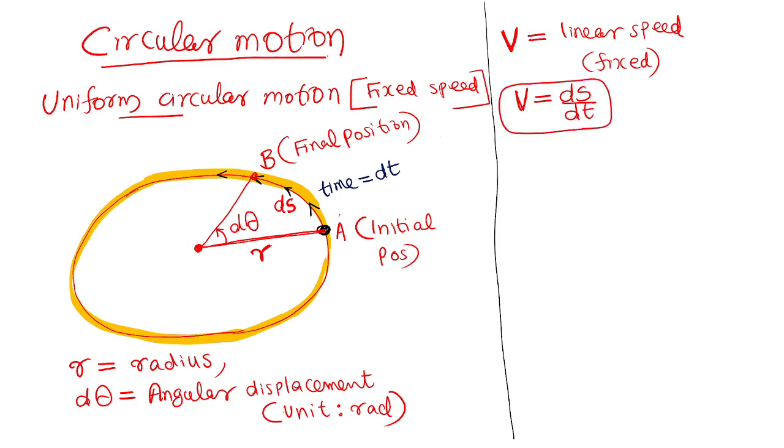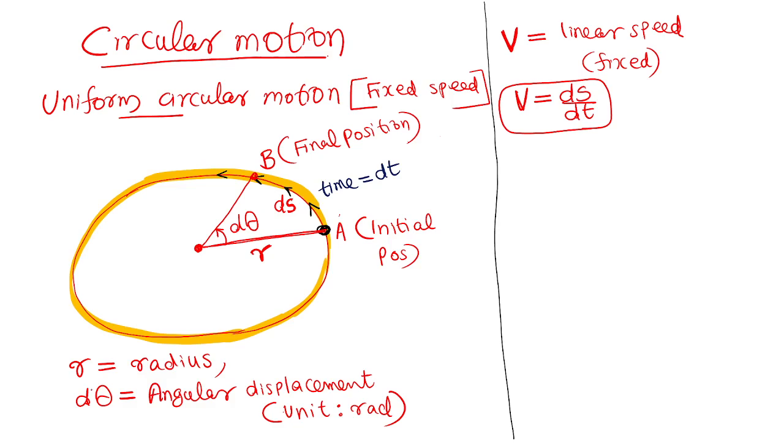Whatever formula I put in a box, you have to memorize it. The velocity is equal to ds by dt. ds stands for a small displacement. dt is the time taken for traveling that distance. So distance by time is the speed, right? Sometimes we call it velocity. Anyway, linear speed is equal to ds by dt.